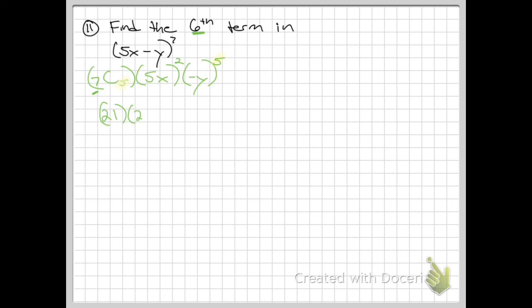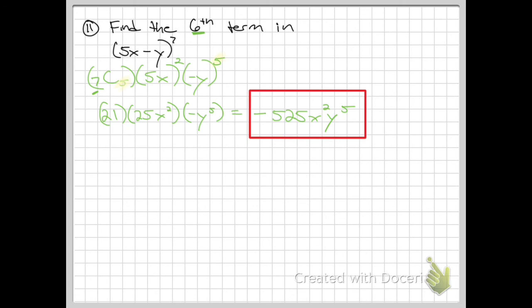5 squared is 25, x squared. And then the 5th power is negative, and y to the 5th. Multiply 21 times 25. Don't forget there's a negative, so negative 525x squared y to the 5th would be the sixth term if I expanded that whole binomial.